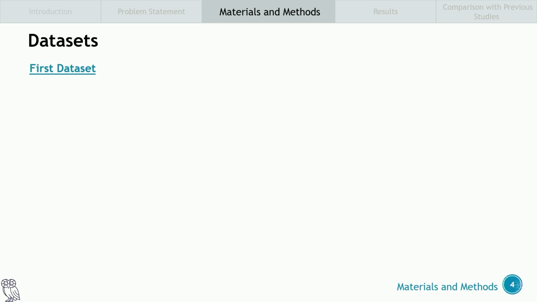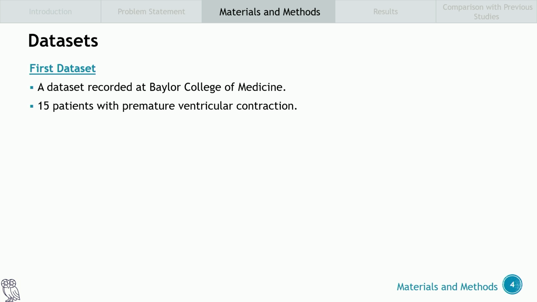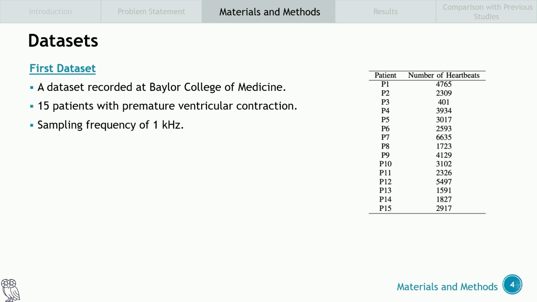We use 2 data sets. The first data set is a non-public data recorded by our colleagues here at Baylor College of Medicine. It has 15 patients with PVC, which is a heart condition. Each patient has 1 to 3 hours of recordings with the sampling frequency of 1 kilohertz. To give you an idea of how big this data is, I've provided this table which shows how many heartbeats we have for each patient.